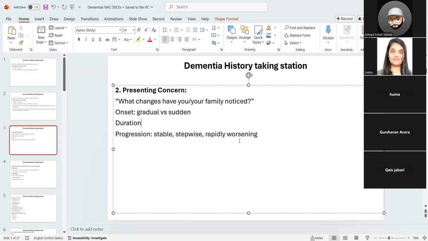In progression, the important thing is to ask about rapid worsening. Dementia can sometimes get confused with delirium because both can present with similar features. The patient does not recognize people, the patient is acutely confused. That happens in delirium, not in dementia. But in dementia, patients may have baseline confusion. Look for worsening in those symptoms.